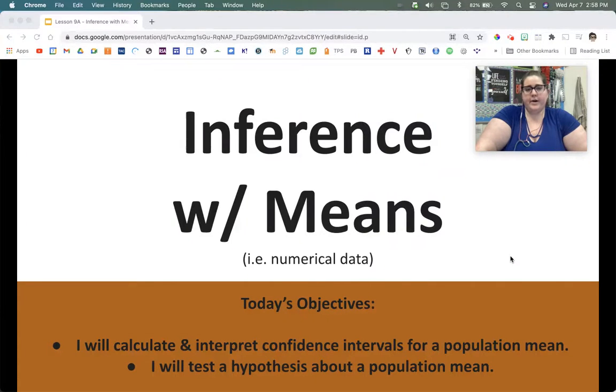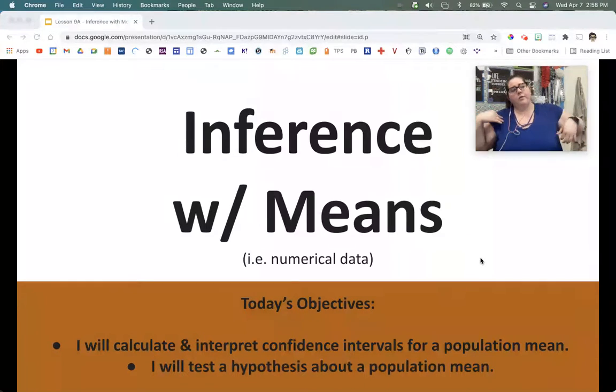Hello, hello. All right, so we're going to talk about inference. Remember, inference is the process of using what's true for a sample to make a conclusion about a population. So inference, hypothesis tests, and confidence intervals for means, which means numerical data.